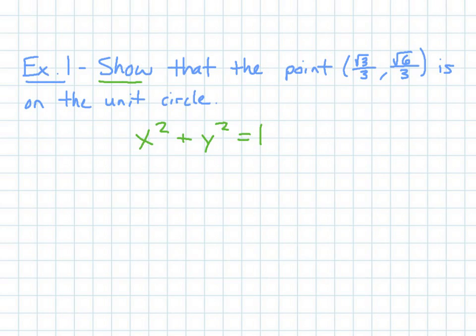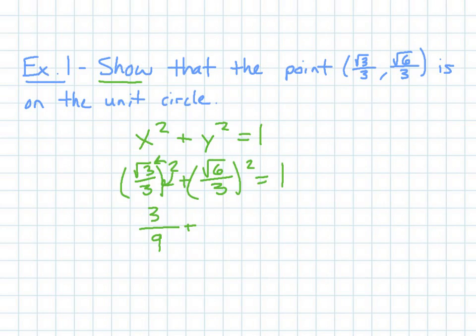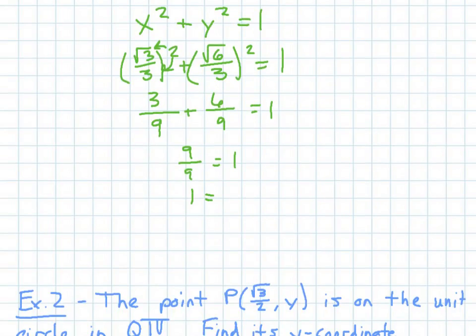Here, our x value is the square root of 3 over 3, and we square that. Our y value is the square root of 6 over 3, and we square that. Remember, square the top and the bottom. The square root of 3 squared is 3, and 3 squared is 9. The square root of 6 squared is 6, and 3 squared is 9. So 3 plus 6, because we have common denominators, is 9 over 9, and that is 1. Indeed, we showed that the point is on the unit circle.